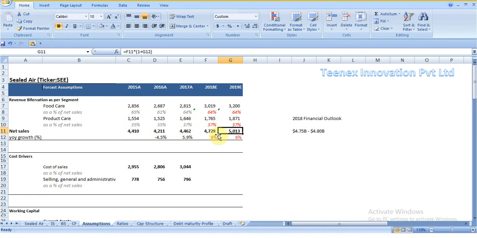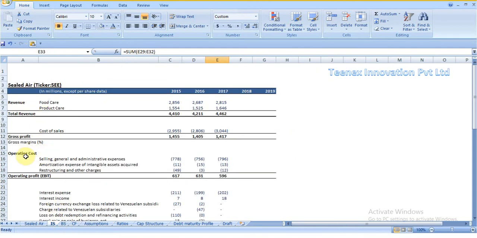Now we are going to look at the cost drivers. What are the company's cost drivers? The cost of goods sold is a major cost for the company. After that, there are selling, general and administration expenses. After that, amortization expense of intangible assets, which we can ignore, and restructuring and other charges. Restructuring and other charges are all one-time charges, which we can also ignore, and the amounts are very minimal, so we can ignore them. We will forecast only the major line items.